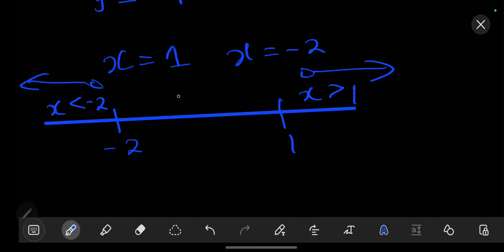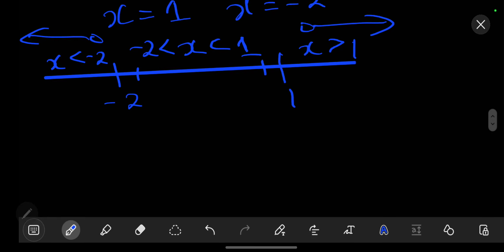Then finally, all the values in between, where we could have negative 1, are all greater than negative 2. So we can say our x is greater than negative 2, but at the same time it should be less than 1, like that. From there, let's come up with a table.